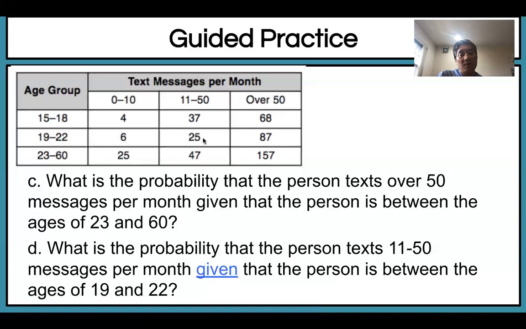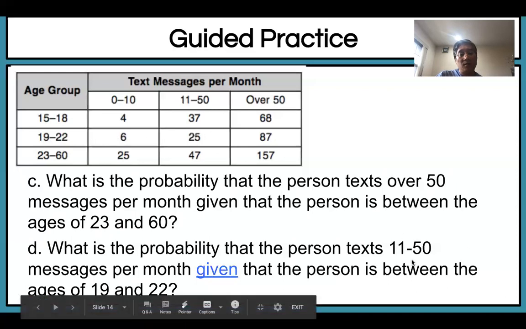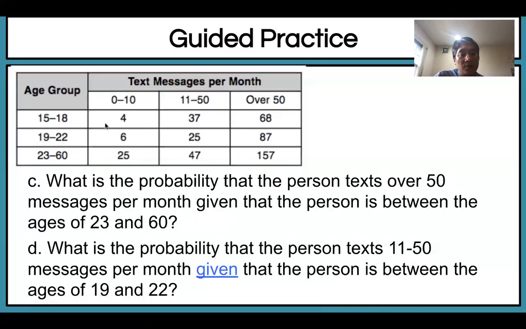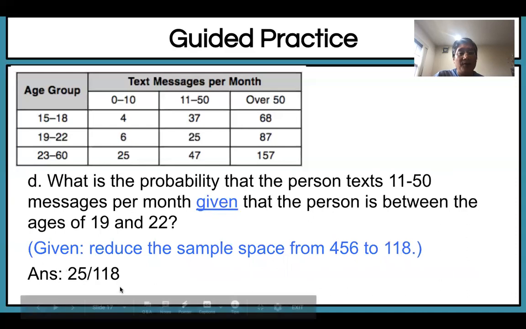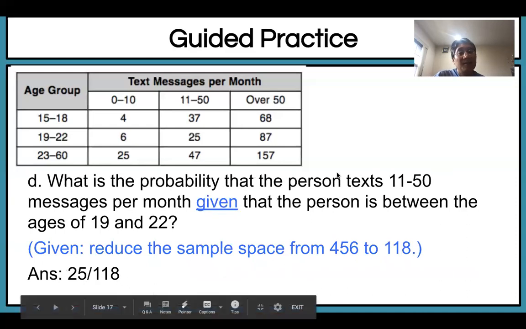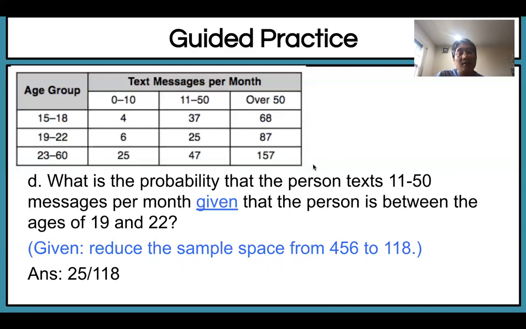So 11 to 50 is 25. But now there's a condition. What does the condition do again? It narrows down the sample space to only this group, 19 through 22, right? So we don't need to worry about the other age groups. Ignore them. Only see this. 6 plus 25 plus 87 will be the total, right? Out of that total, how many are 11 through 50 messages? 25 over 118. I think it's better to write down the total number here. Then it will be easier.